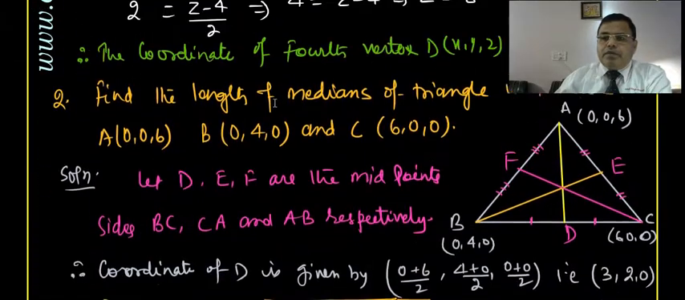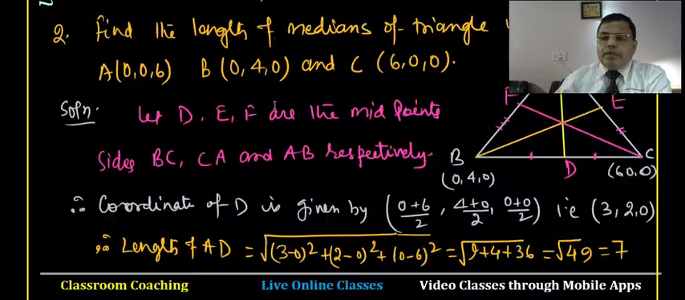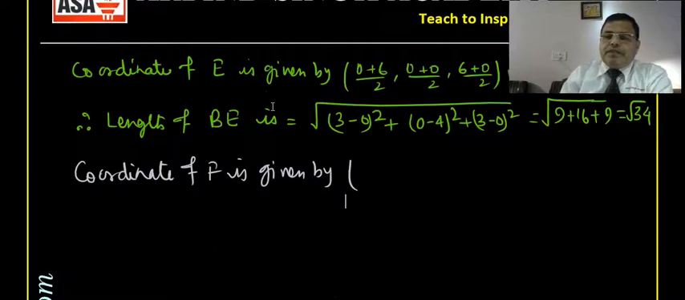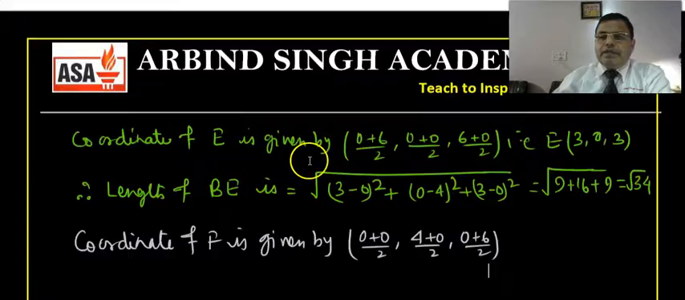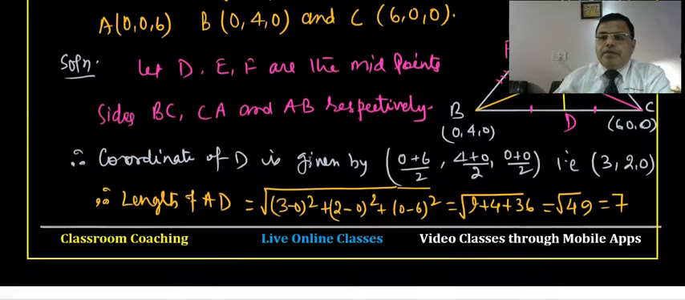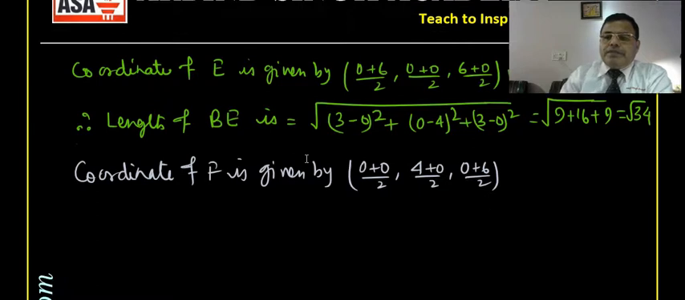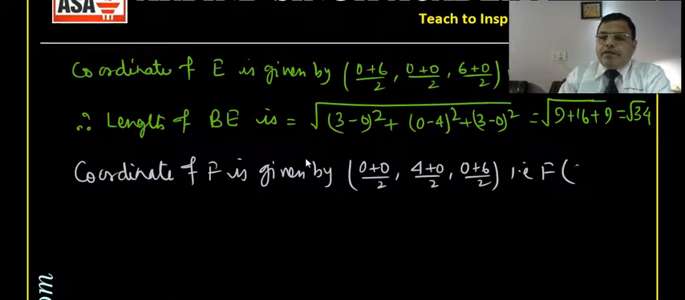So 0 plus 0, 4 and 6 plus 0. That is (0 plus 0)/2, (4 plus 0)/2, and (0 plus 6)/2. Isn't it? So that is F is equal to (0, 2, 3).